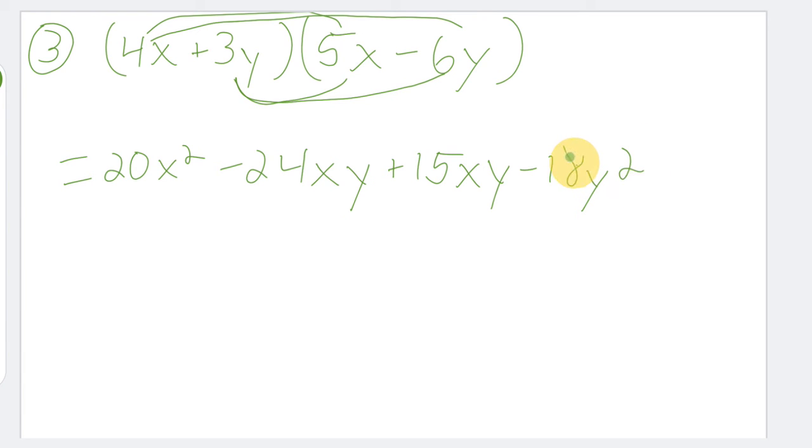And a lot of it works out exactly the same. 3y times a negative 6y is 18y squared. So final answer, 20x squared. Negative 24 plus 15 is negative 9xy minus 18y squared.